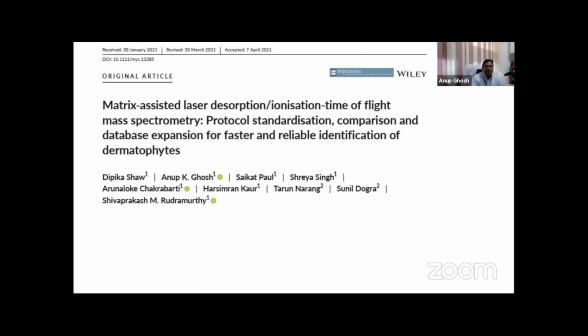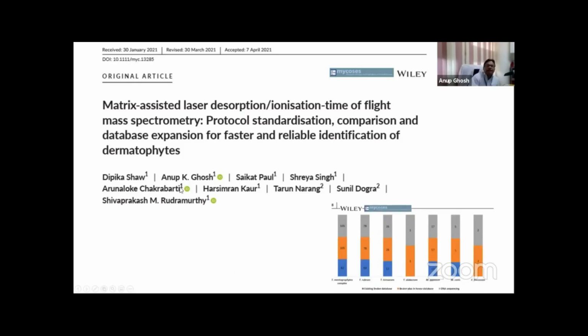Recently, we have published another paper, because this was on demand. When we went to Europe, one or two groups were demanding that, sir, although there are so many protocols available for the identification of dermatophytes, none of them are working. So we took all the protocols and tried them for dermatophytes, modified them, and found the best protocol, and this has just been published. We have also created a database here because there was not a sufficient database for dermatophytes.